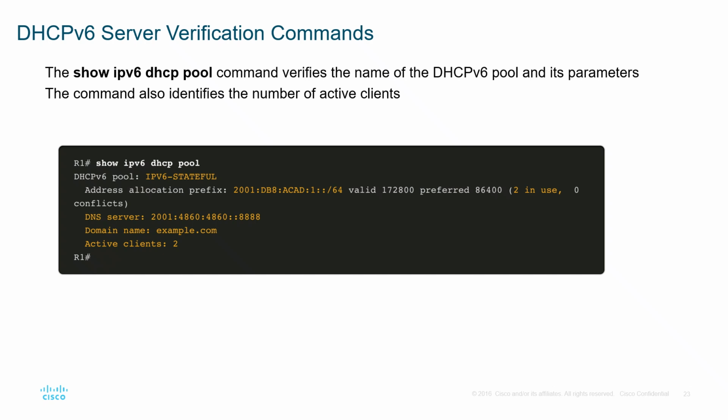So in verifying your pool, use the show ipv6 dhcp pool command to verify the name. Here it is identified as an IPv6 stateful pool. The address allocation prefix here is the network associated with it. Currently there are 2 in use. Other information is the DNS server as well as the domain name. And again, currently there are 2 active clients.